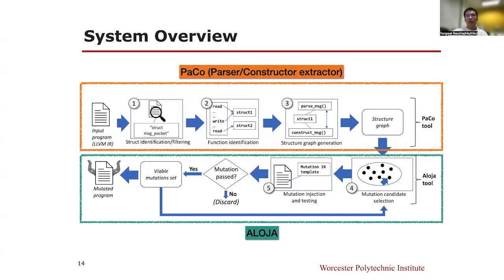This is an overview of our approach. It consists of two systems, Paco and Aloja. Paco's full name is Parser Constructor Extractor, and Aloja is a mythical creature from Catalan mythology. It's able to shapeshift or mutate into a bird. At the beginning, Paco will analyze the input program to extract useful information and output it to the next part, Aloja. And Aloja will do an advanced analysis and finish the mutation injection and mutant testing.